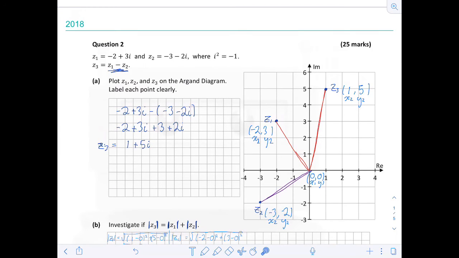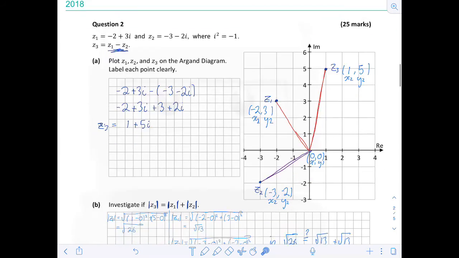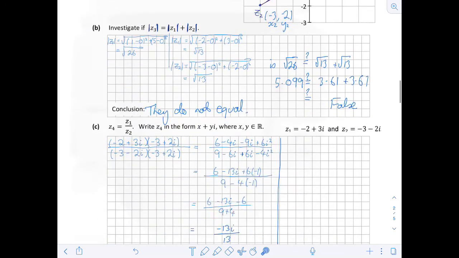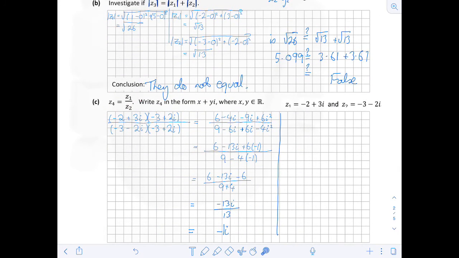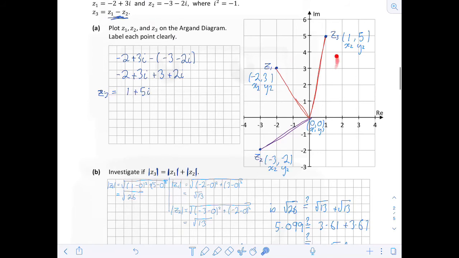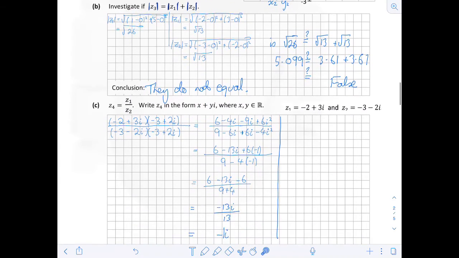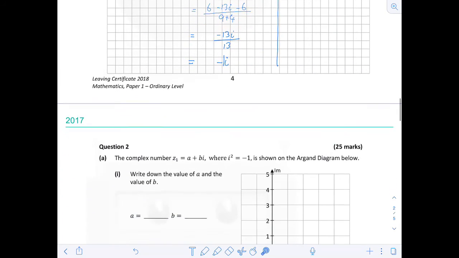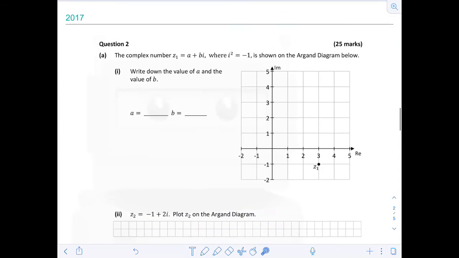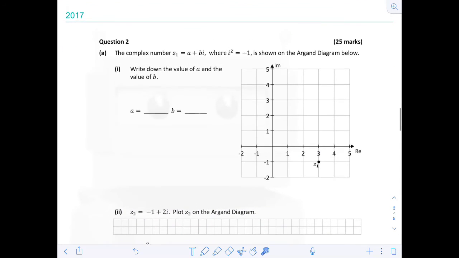Again, they just got you to do some adding and subtracting. They got you to find the modulus. They got you to find a division and a bit of plotting as well. They're straightforward enough questions, and they come up every year, so it's well worth your while becoming good at them. Okay, right, 2017 question 2.